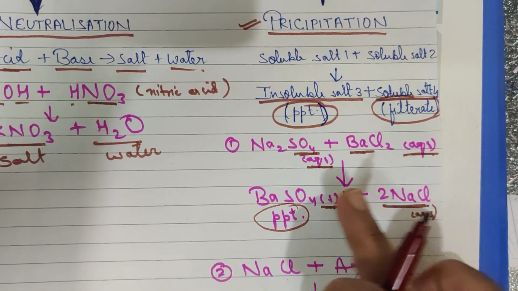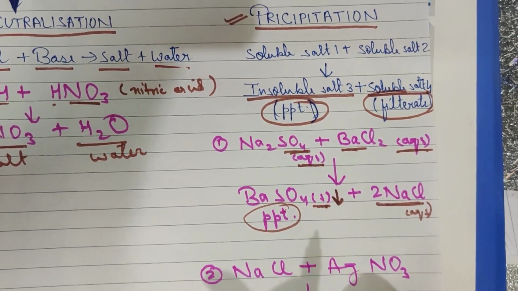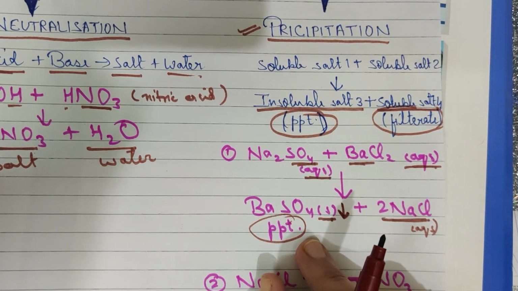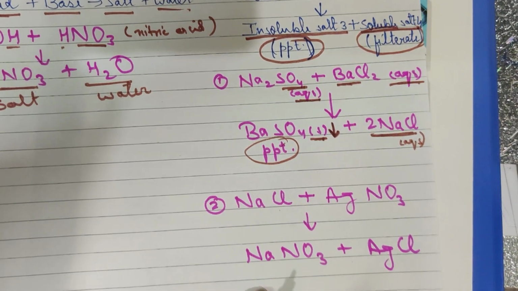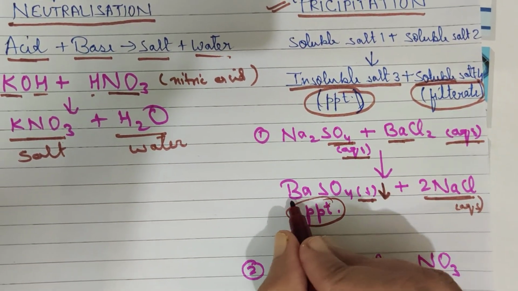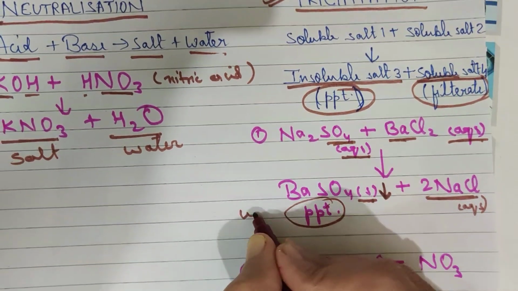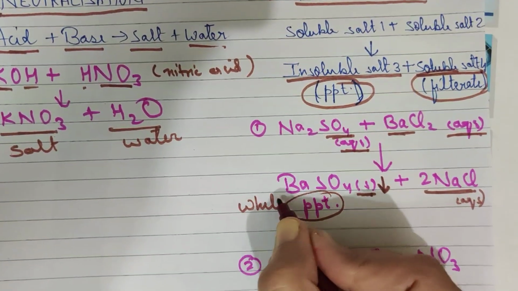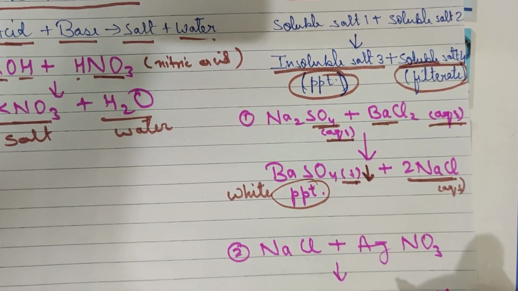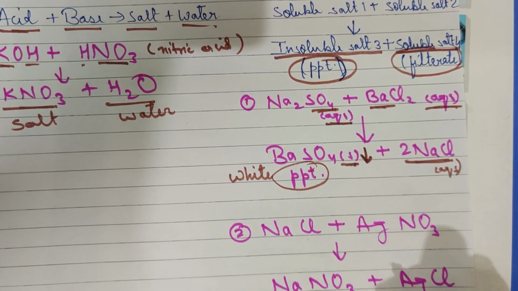So here also you can say that exchange of cationic and anionic component has occurred, leading to the formation of an insoluble salt, which is known as precipitate. Now another example I'm taking up. One more thing, children, you need to remember: barium sulfate is white in color because, as I told you earlier, the observations are usually asked in your exam. So please remember the color also.